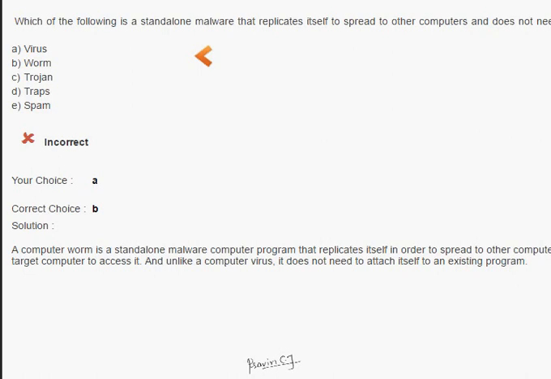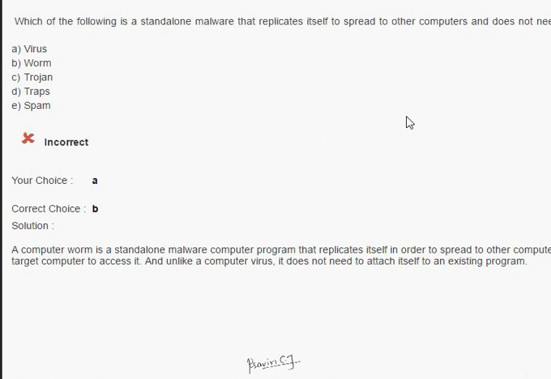A virus can be categorized in the same group, but it is a malicious program that does not replicate itself to spread to other computers. Viruses spread only when you open them; if you click on it once, it opens and only then will it work. For a worm, that is not needed, so a worm is very dangerous. For a standalone malware, the answer is a worm.